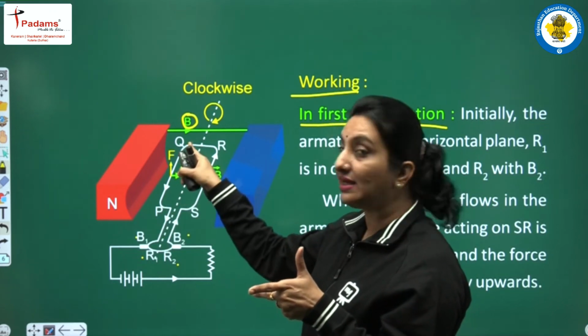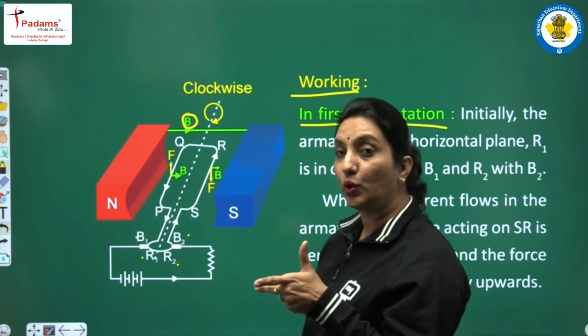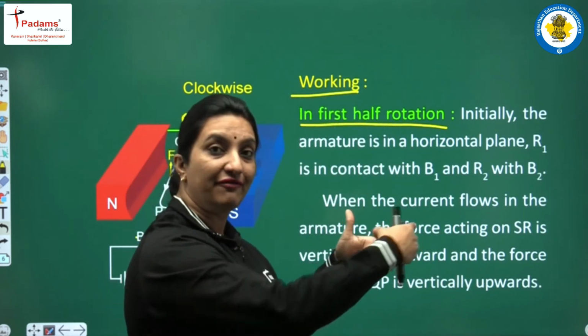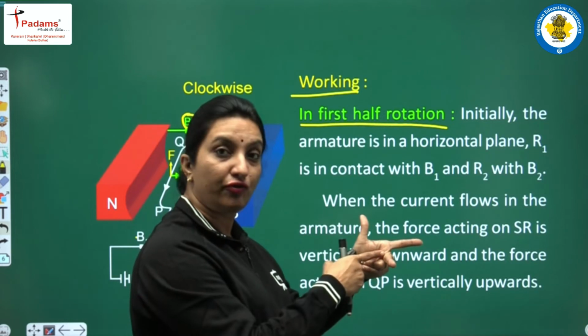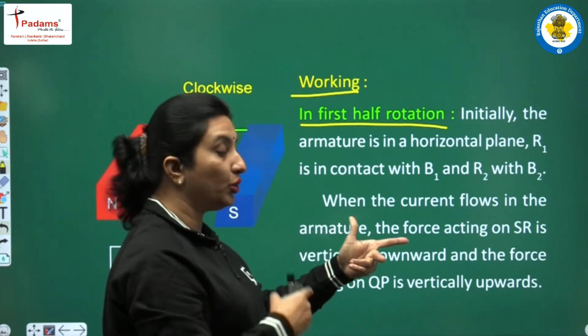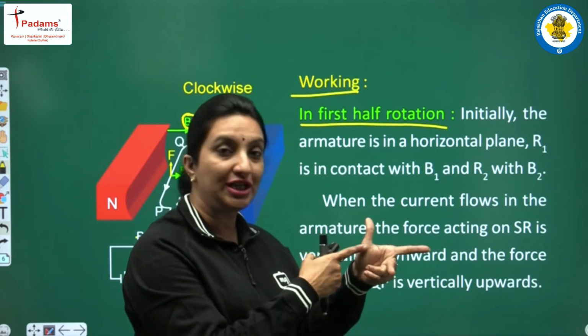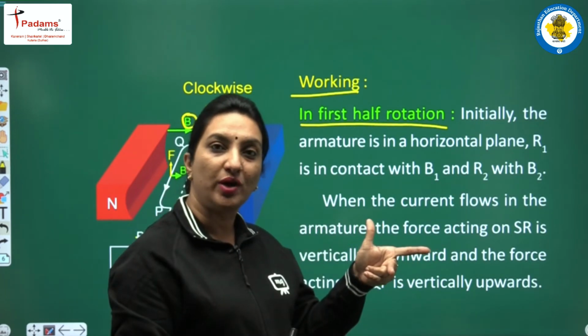Now I'll explain this for PQ. Here you can see that the current is flowing from Q to P. Now students, look like this. The direction of magnetic field is like this. The current is flowing from Q to P. Then the direction of force is upwards.